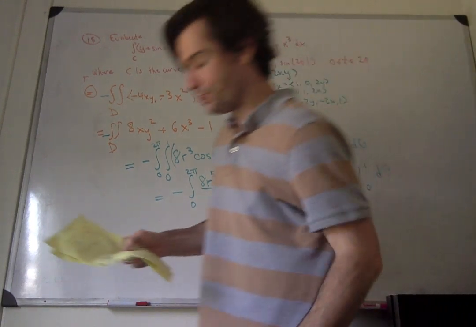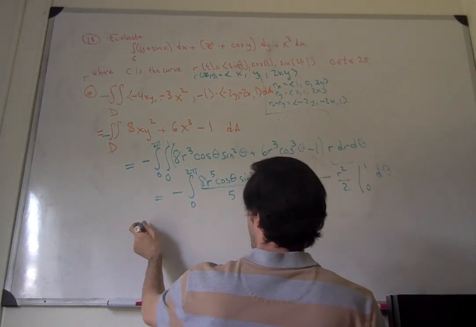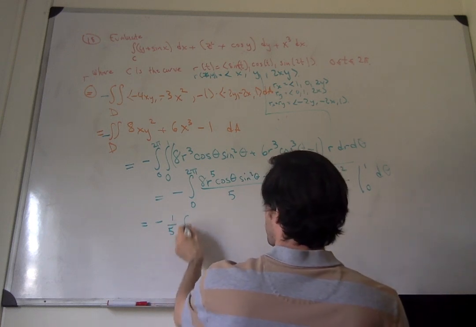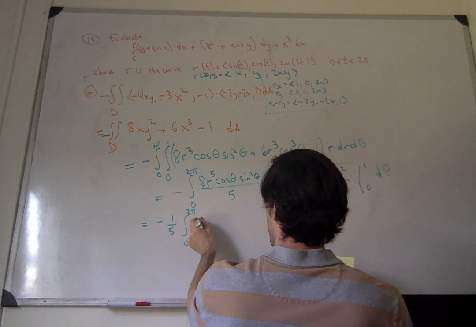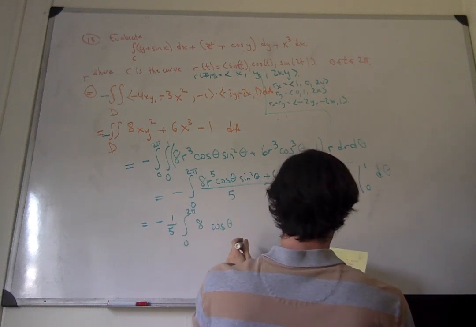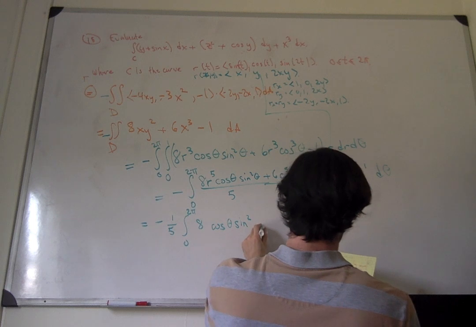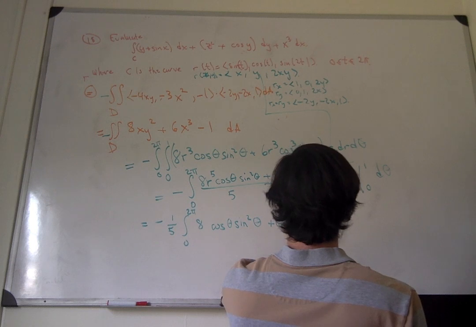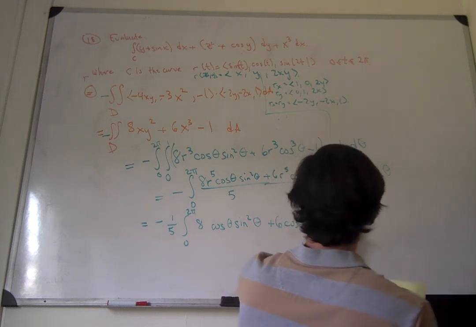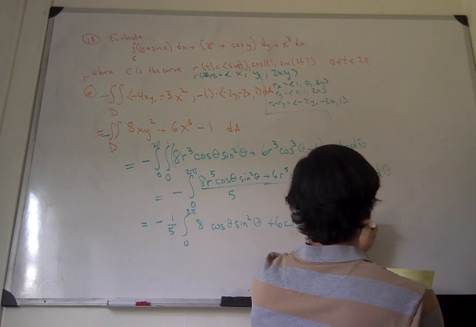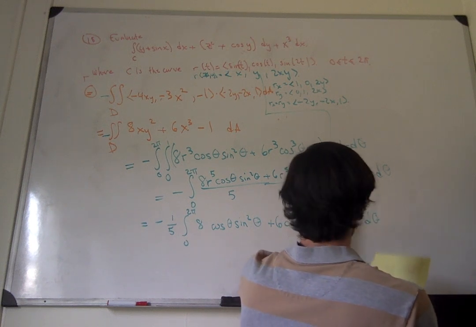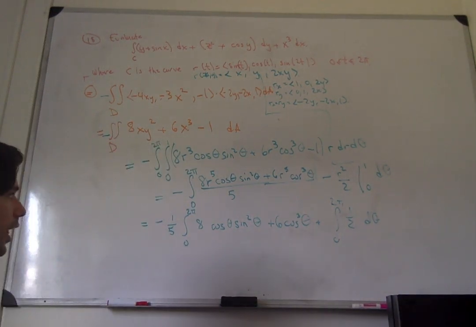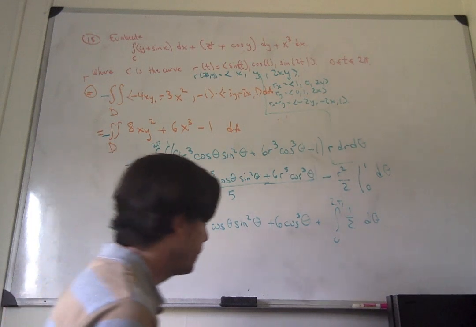Okay, and when you do that, the thing you get left over with is negative 1/5 times the integral from 0 to 2 pi of 8 cosine theta sine squared theta plus 6 cosine cubed theta plus 1/2 d theta. Okay, take a moment to look at that.